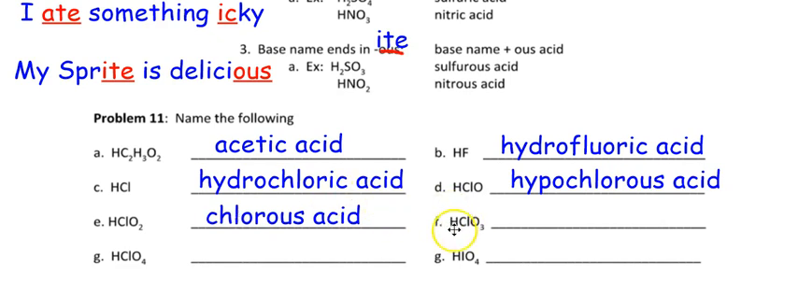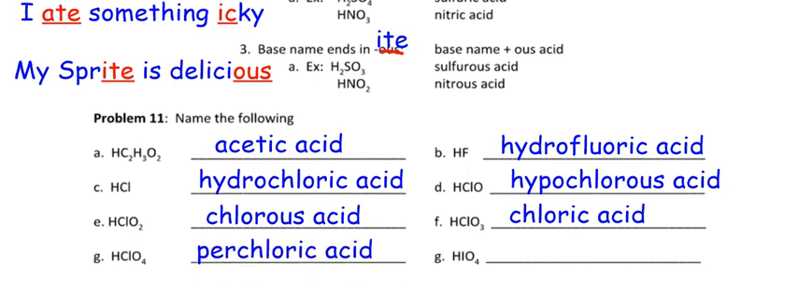Over here, cover up the H, it's chlorate, so it becomes chloric acid. Over here, cover up the H, it's perchlorate, so it becomes perchloric acid. I ate something icky, didn't I? Over here, cover up the H. Do you recognize IO4? If this is perchlorate, then this is periodate. So it becomes periodic acid. Now be careful with that one. It looks like periodic acid, and that's kind of like how it's spelled. You're right. We say periodic acid, okay?